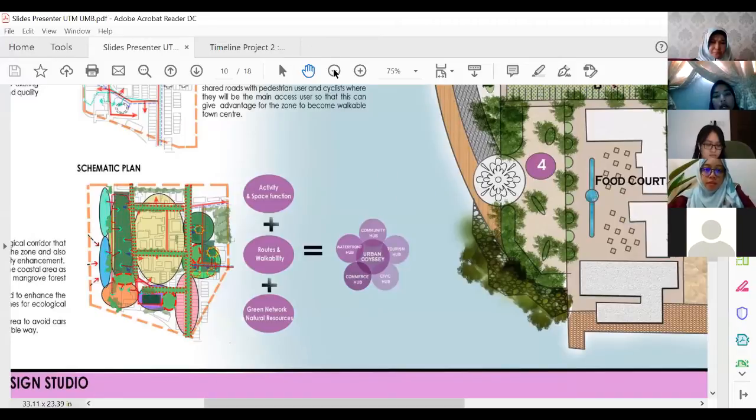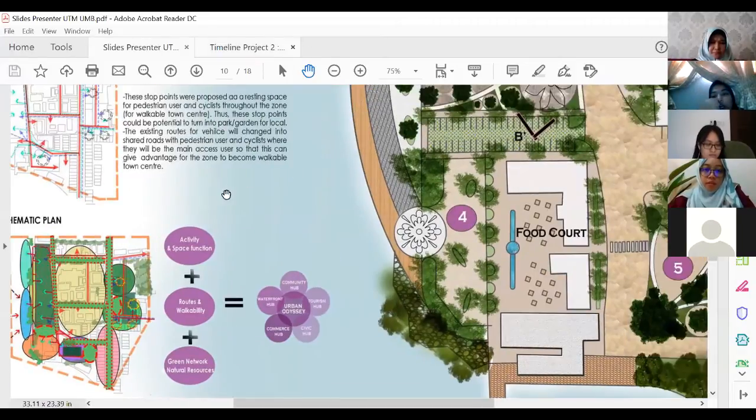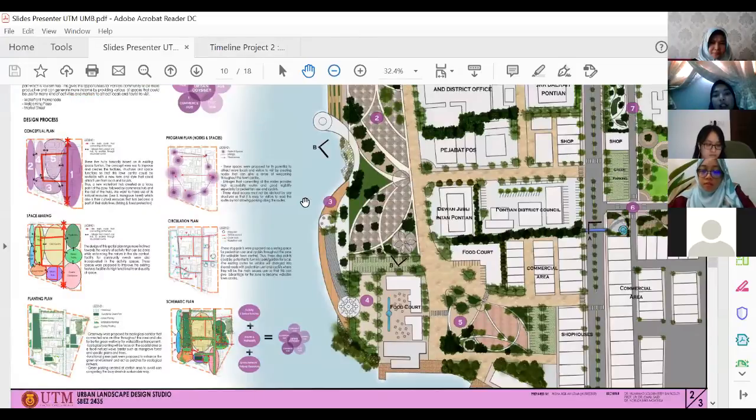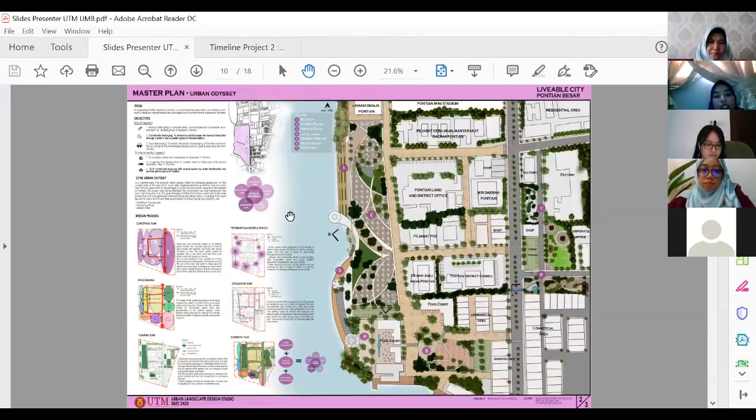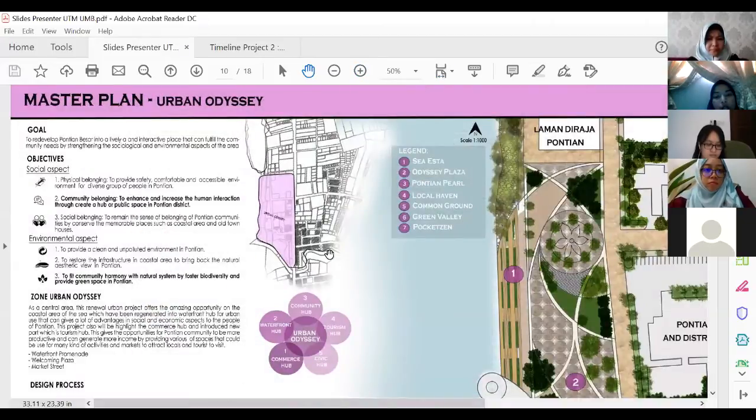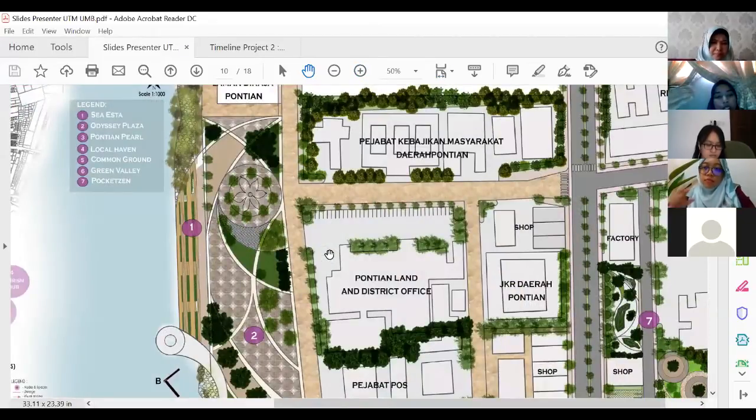Okay. So now I want to take you through my master plan. At the first point, as you can see, it is called Siesta. You can see from the legend above. The Siesta is a dynamic space that can give users the experience of a lot of activities regarding water play, fishing, or a viewing area, because it brings the user much closer to the sea.